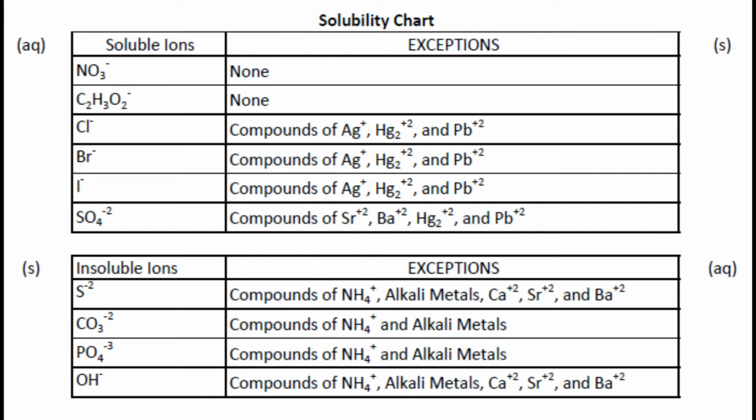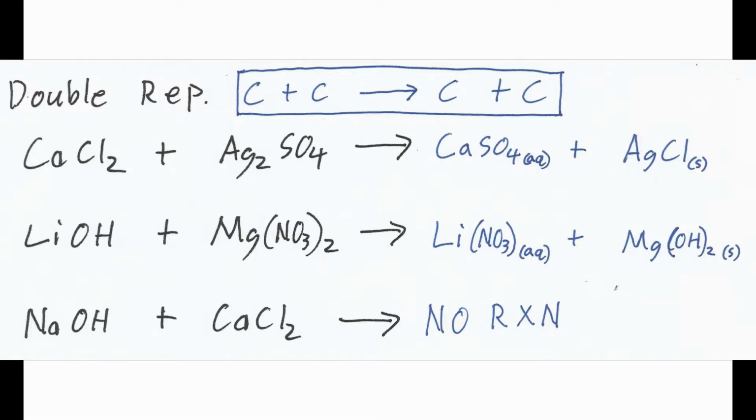However, let's take a look at MgOH. Find OH. He's at the bottom. He is going to be solid unless he is bonded with a few exceptions. Is Mg of any of those exceptions? No. So he's solid. There's your precipitate. Oh, by the way, again, it does not matter which one of these two you write first. Like if I wrote CaSO4 here, AgCl here, wouldn't matter. You're right, you would? Okay.